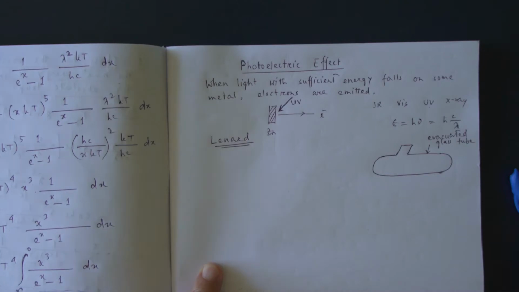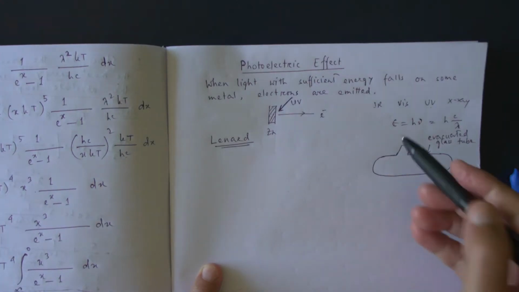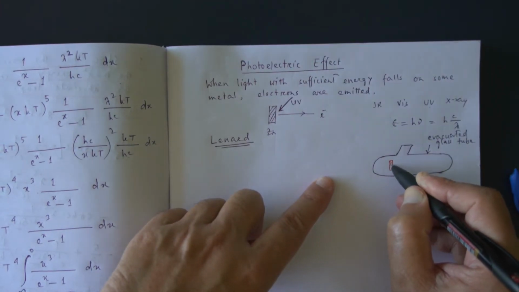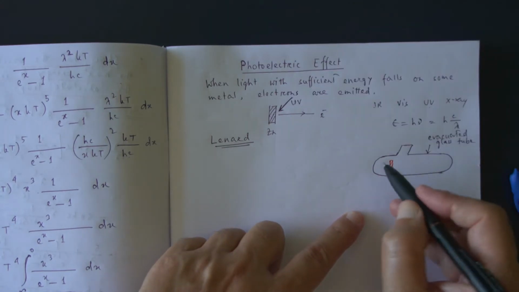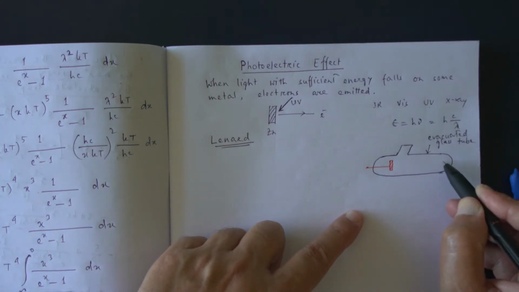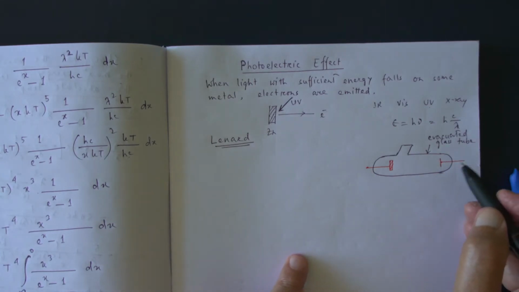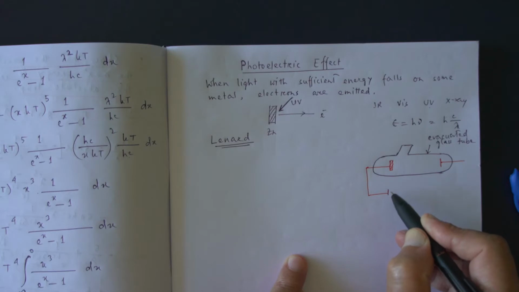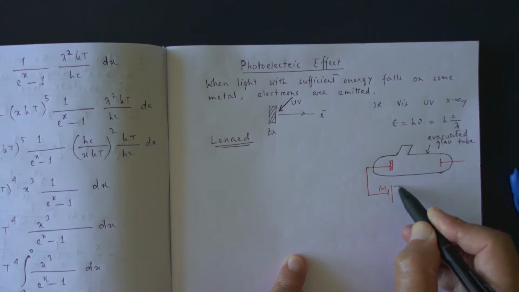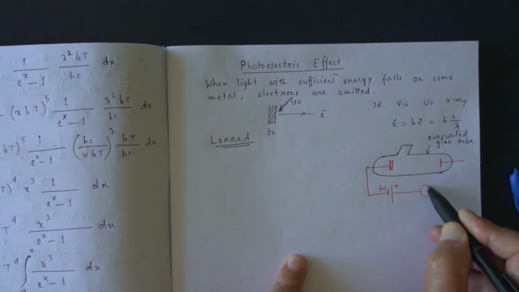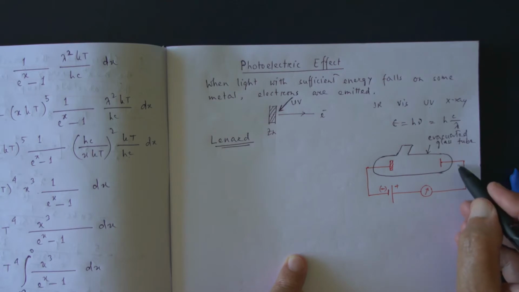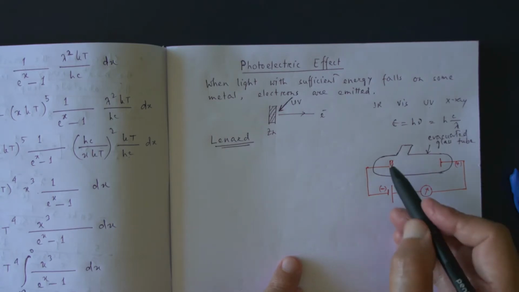Now here this is a metal, and it is connected like this. Again, this is an electrode, and it is connected like this. Simply we can represent it like this. This is negative, positive. Then there is an ammeter to measure current, connected like this. So this is positive, this is negative.